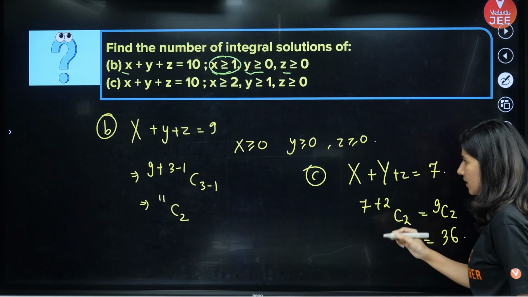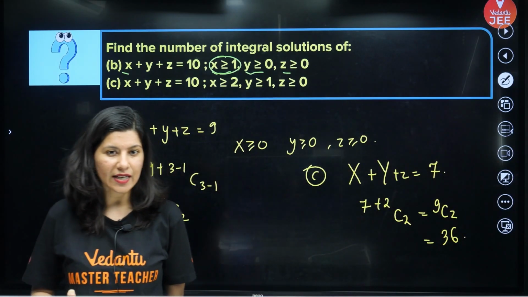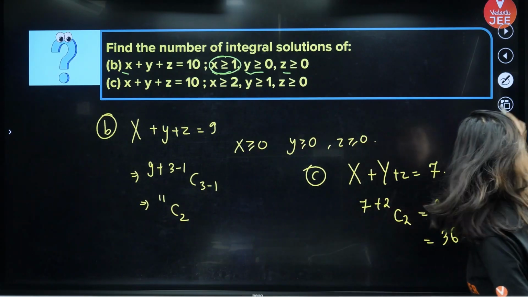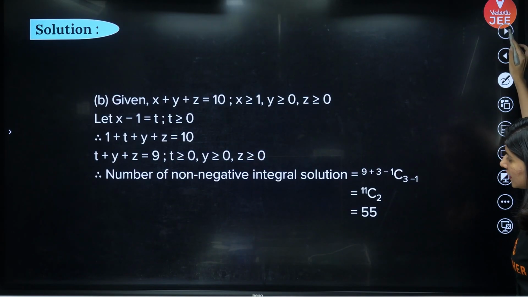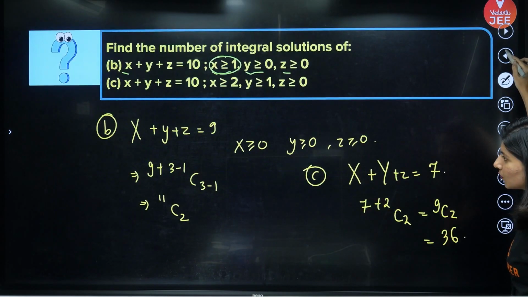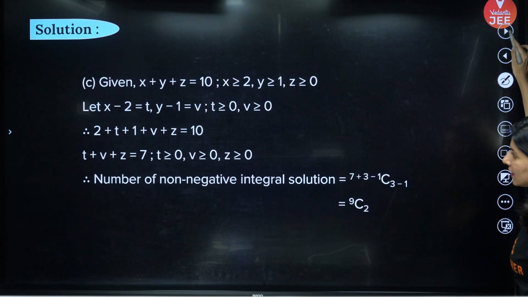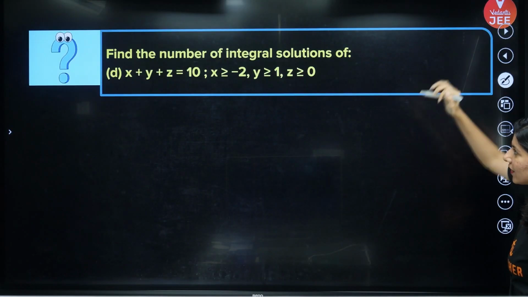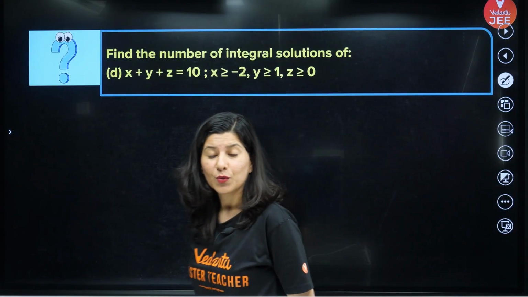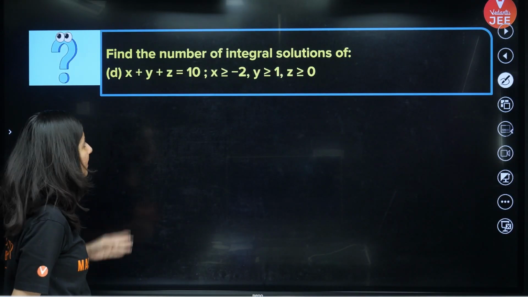36. B and C done nicely. Tell me. Okay, so this is B, 11C2, right? And this is C, 9C2. Perfect. Now this. Okay, number of integral solutions of this.